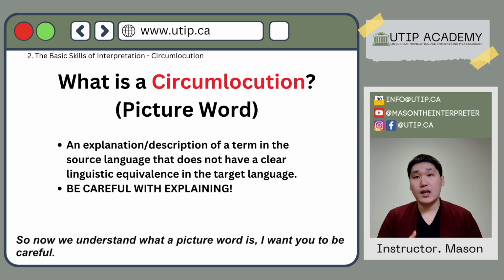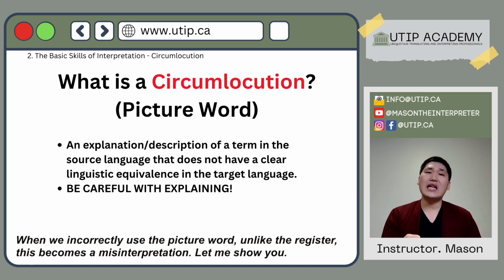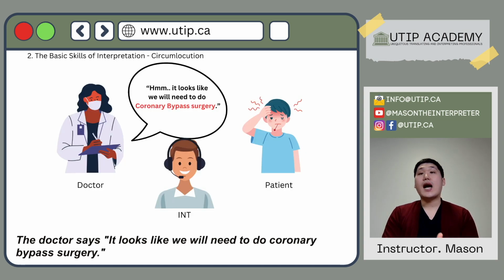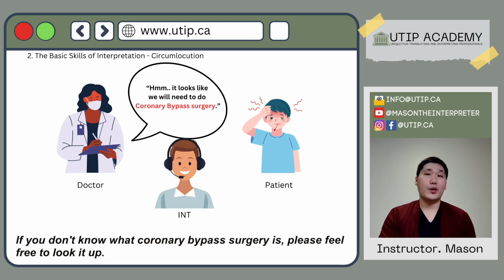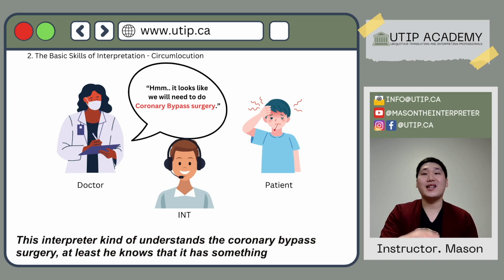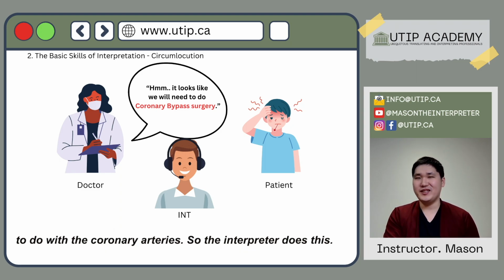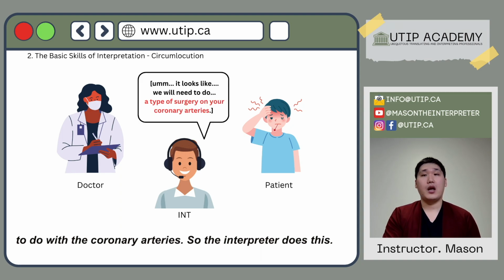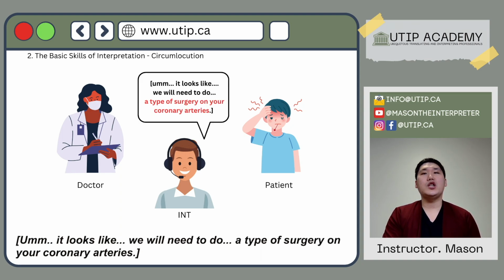I want you to be careful. When we incorrectly use the picture word, unlike the register, this becomes a misinterpretation. Let me show you. The doctor says, it looks like we'll need to do coronary bypass surgery. If you don't know what coronary bypass surgery is, please feel free to look it up. This interpreter kind of understands the coronary bypass surgery. At least he knows that it has something to do with the coronary arteries. So the interpreter does this. It looks like we will need to do a type of surgery on your coronary arteries.